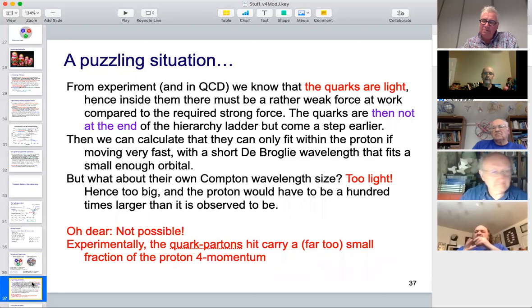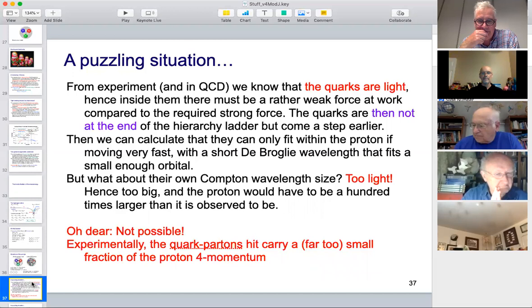From experiment, we know the quarks are light. If you do deep inelastic lepton scattering, which I did for 3 years for my PhD, you're looking inside the proton, and most of the quarks you hit are a small fraction of the proton mass. Very few of them have any appreciable fraction of the proton mass. So that means that inside them, the force at work is rather weak.